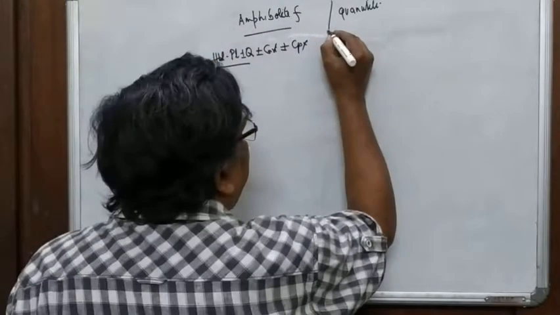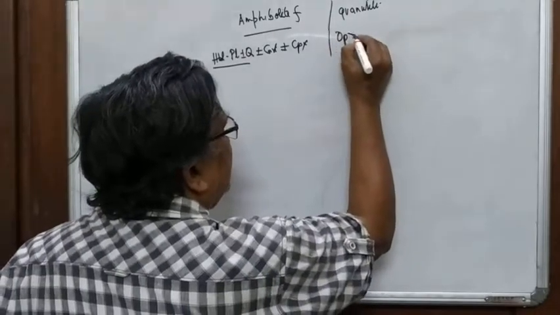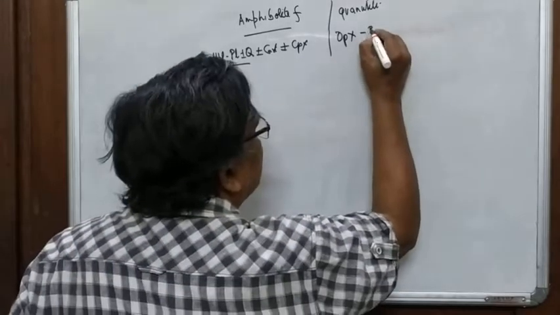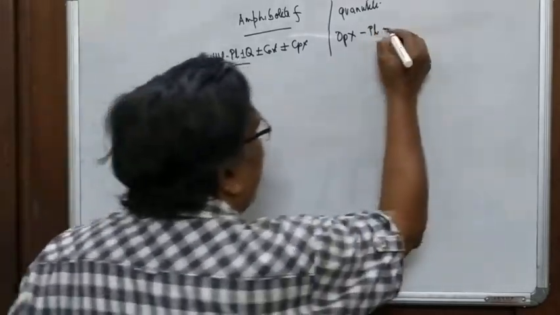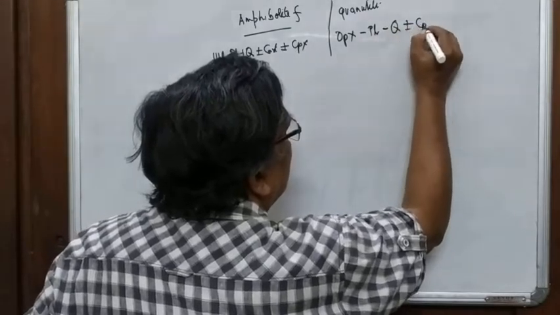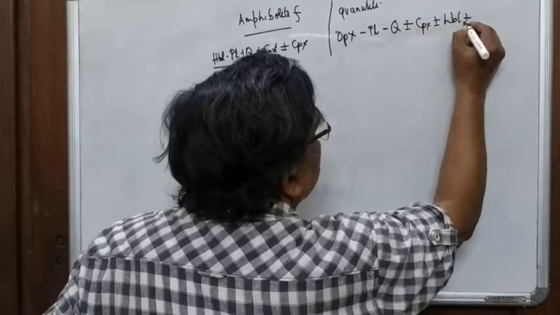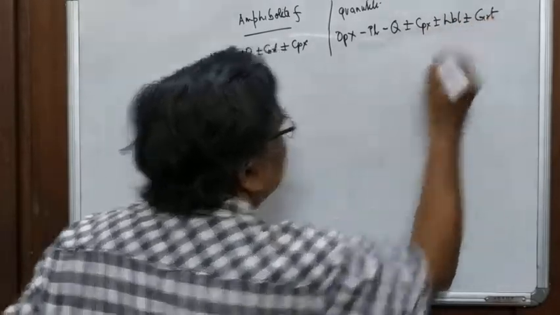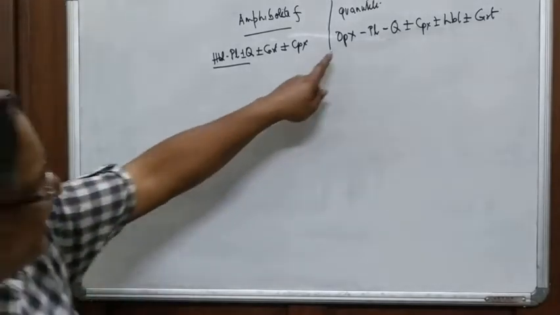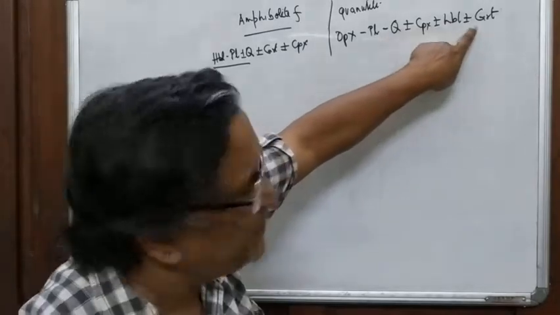And then you have the granulite facies. Here the major mineral that comes in is orthopyroxene. And then you have plagioclase, and then quartz, plus minus clinopyroxene, plus minus hornblende, plus minus garnet. Again, this is the classic assemblage: orthopyroxene, plagioclase, quartz, plus minus clinopyroxene, plus minus hornblende, and plus minus garnet.